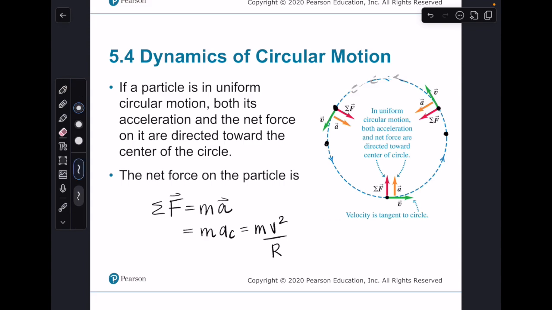So if the acceleration is towards the center of the circle, then the sum of all the forces acting on that particle is going to be also towards the center of the circle. The net force on the particle then would be the mass times the acceleration. And the acceleration here is the centripetal acceleration, which we found earlier as v squared over r.